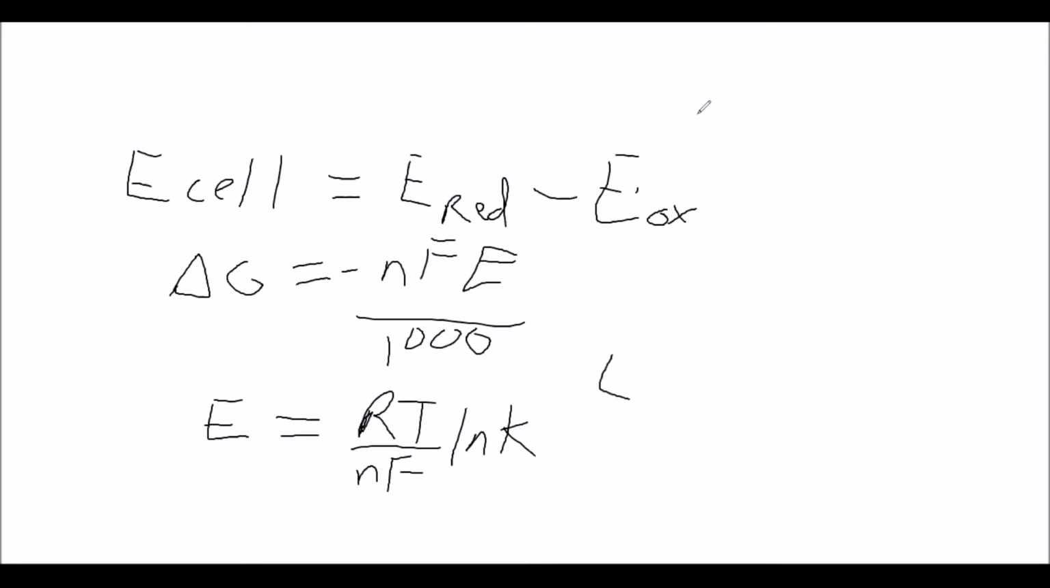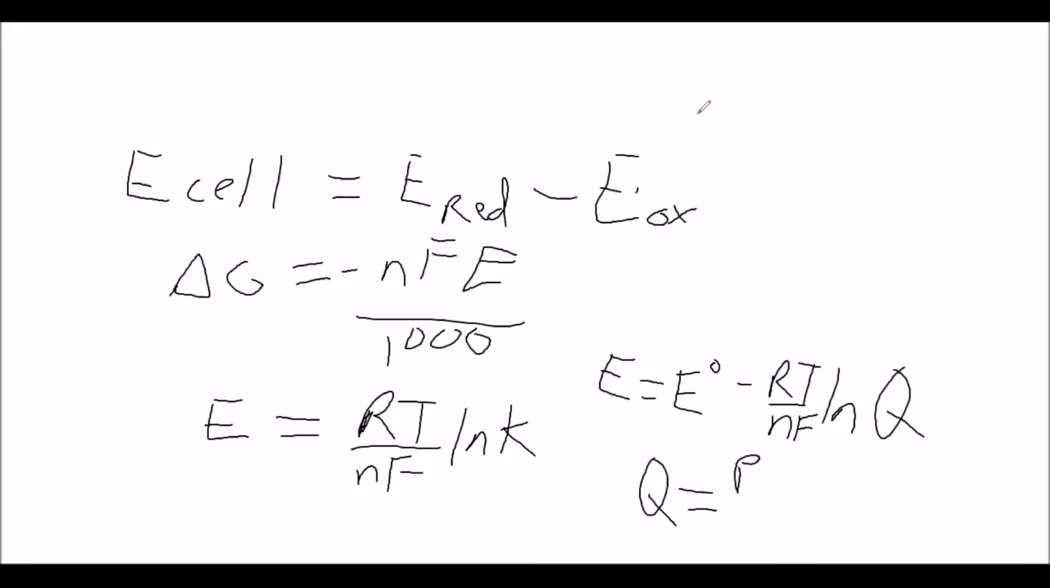And the last one is like Nernst, which is E equals E naught minus RT over NF ln Q. How do you find Q? Q is, remember, products over reactants. No solids, no liquids. And finally, there's the mass equals the current times time times molecular weight over NF. Those are the equations for chapter 19.